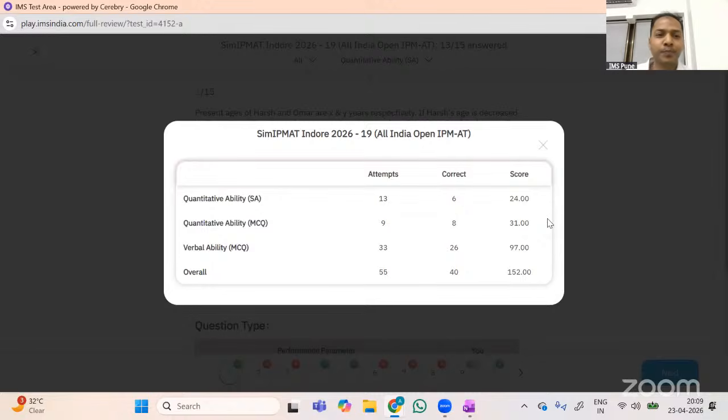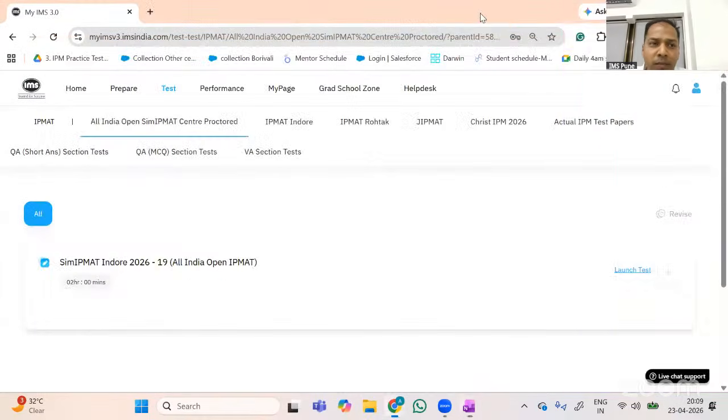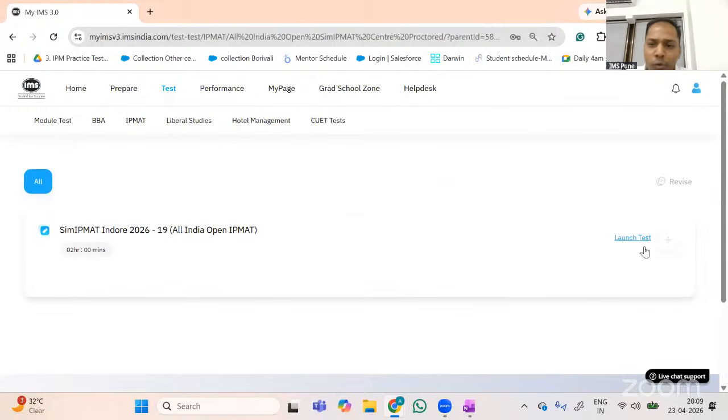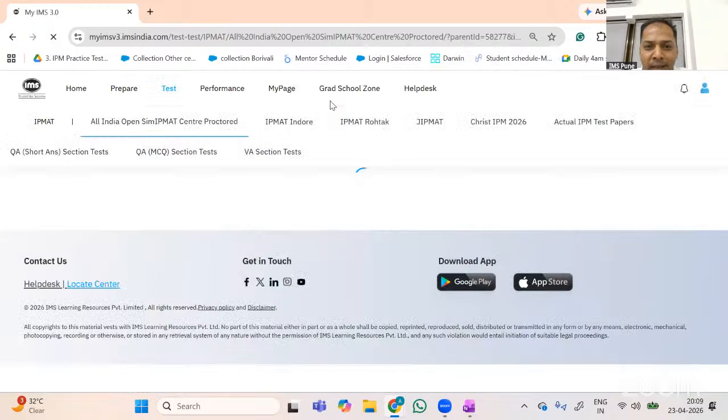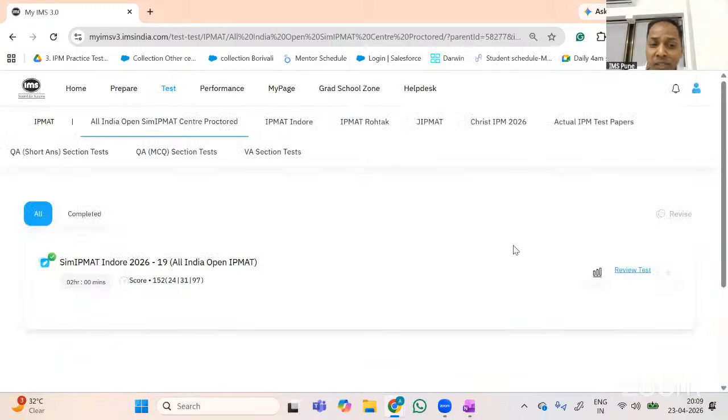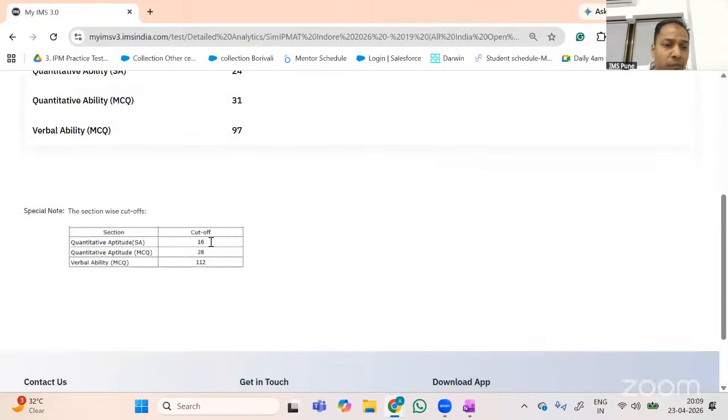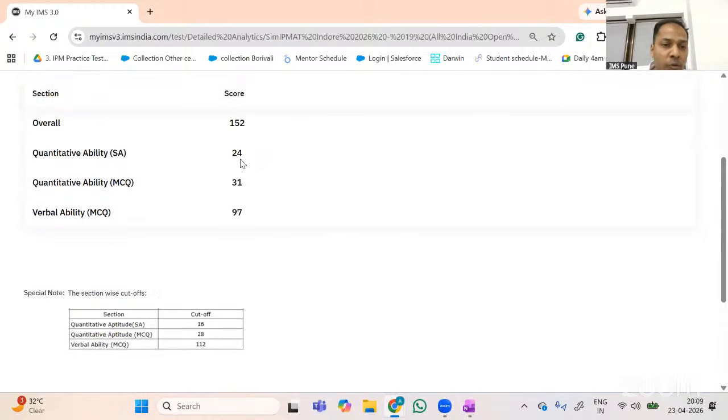Okay, so basically, I'm hoping that you all are better than me in the VA section as far as the QA cutoffs were concerned. So those who have taken the test, let's go to the portal and check the overall analytics. The test was in fact indeed challenging. If you look at the cutoffs, the cutoff for the QA short answer section was 16. So I've been able to score 24.